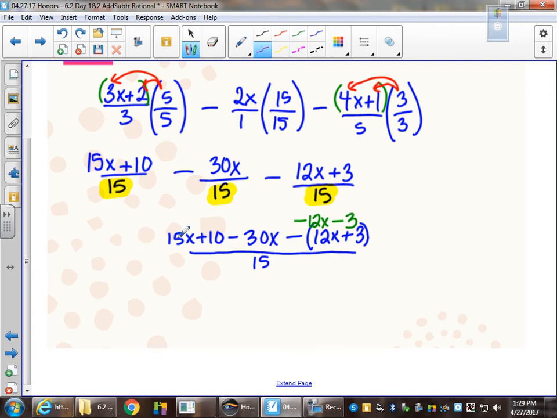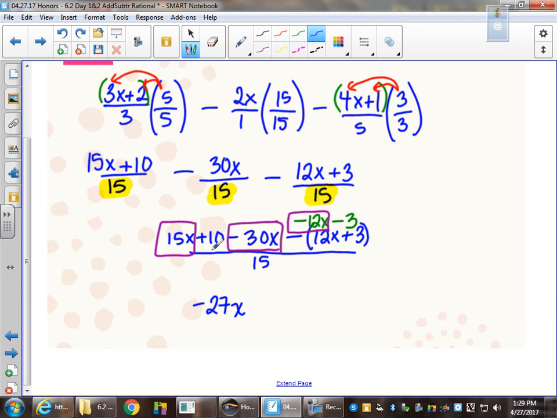And now let's combine like terms. So I've got 15x minus 30x minus 12x. 15x minus 30x minus 12x gets you what? Combine those like terms, write it down, and we'll see if we get the same answer. So using mental math, 15 minus 30, that's negative 15, minus 12 is negative 27. And I don't want to forget x, negative 27x.